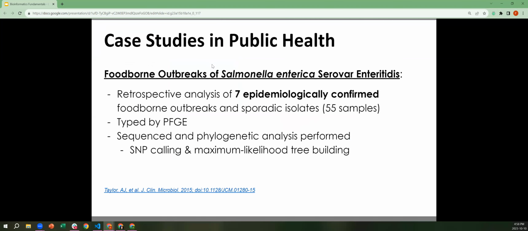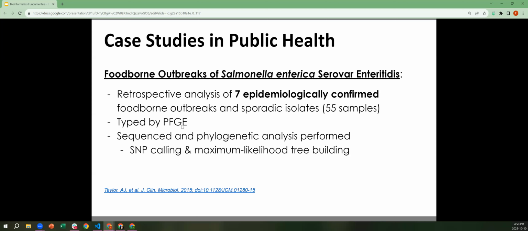All right, now we have a foodborne outbreak of salmonella. This is more of a clinical environment investigation. There were 7 epidemiologically confirmed foodborne outbreaks, 55 samples. They were all typed by pulse field gel electrophoresis initially, which is a legacy biomolecular assay that we perform in the laboratory to get an idea of the genomic relatedness between samples.